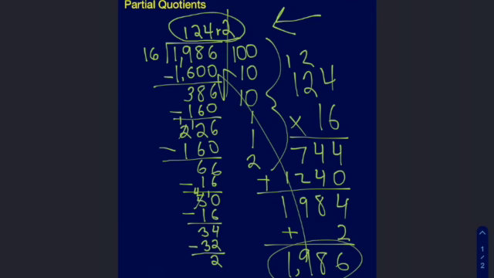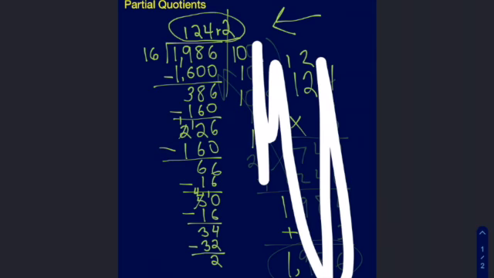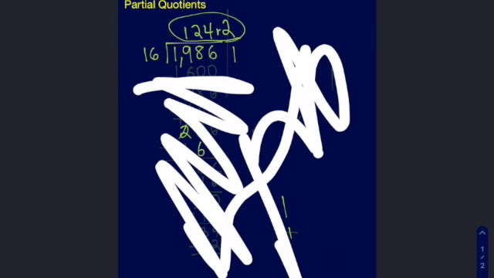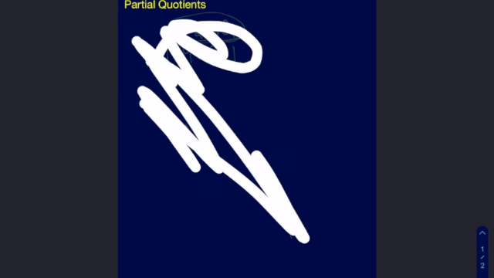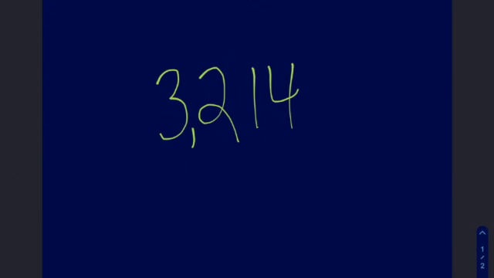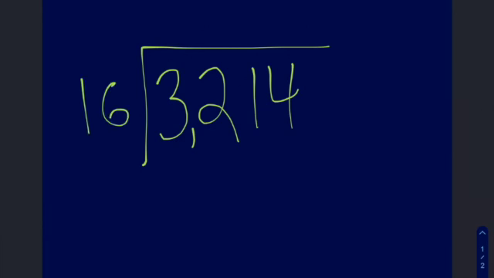As you move forward and you get more comfortable with this, there are faster ways to do this. So let's do another example here. So let's say I had 3,214, and I was dividing by, let's say, 16 again. Well, look at this. I know I could just do multiplying by 100 again. 16 times 100 is 1,600. But what if I did a little bit of math first?